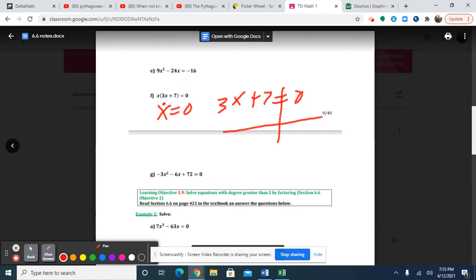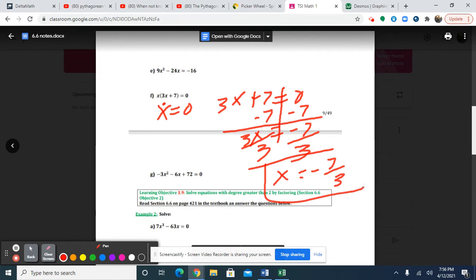So then if we solve, we have negative 7 on both sides. So we're going to subtract 7, and we're going to divide by 3. So x is equal to negative 7 over 3. And our two solutions are 0 and negative 7 over 3.